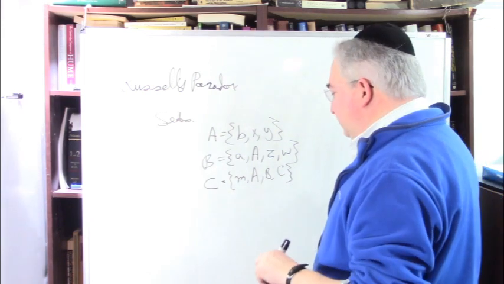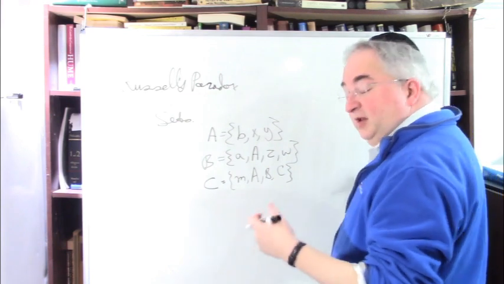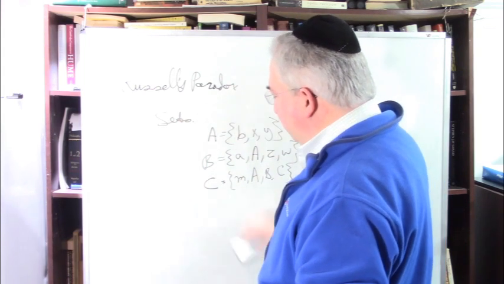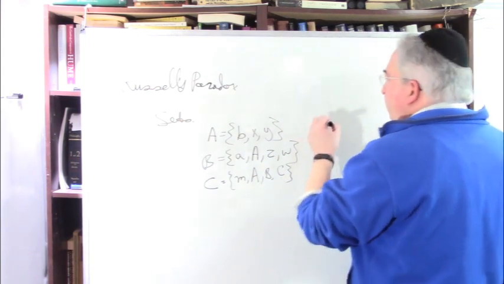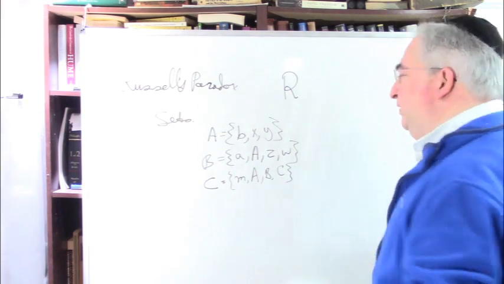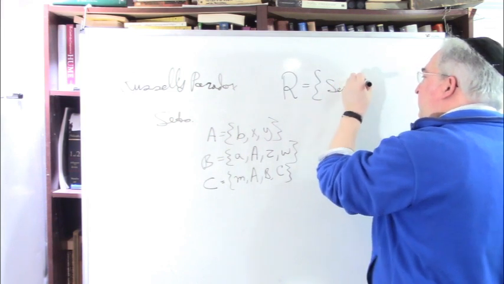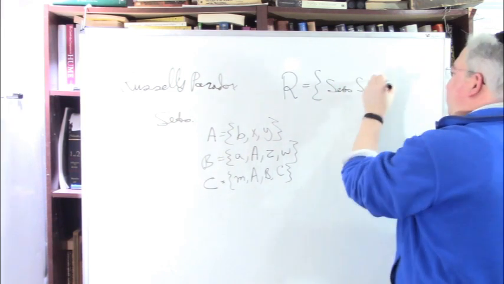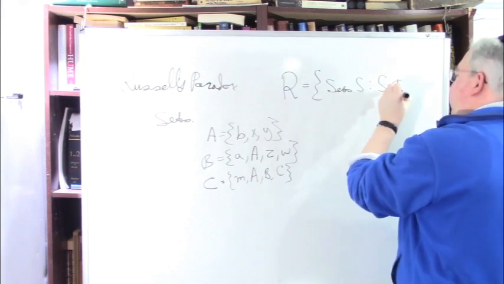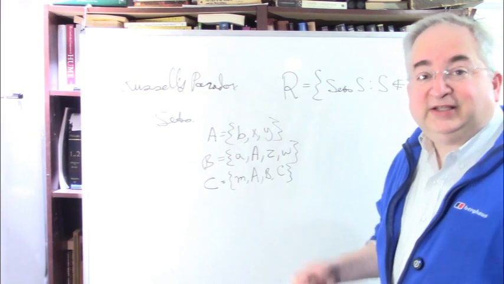Okay, and that's interesting. Fine. So if you allow sets to contain themselves, you get some interesting things. Now if you don't like sets that can contain themselves, then you could talk about R. R for Russell. This is an important set. And what's R? R is all sets S such that S is not a member of S. Okay? S does not contain itself.